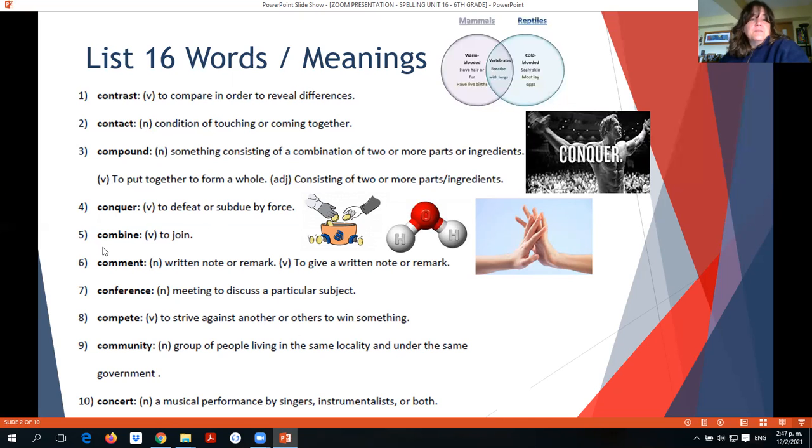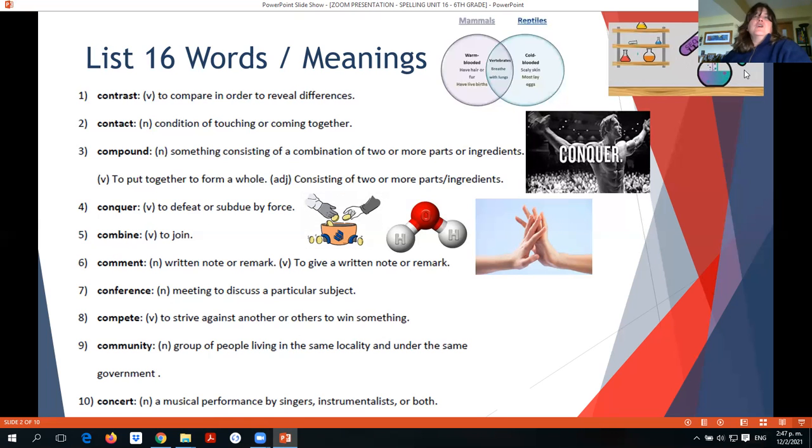Combine is prefix com. It means to join. When you mix together two liquids, for example, or if you like a lot the mixture of, I don't know, apple juice with strawberry juice, you can combine them, okay? So that means that you're joining them together. You can also combine colors, for example.